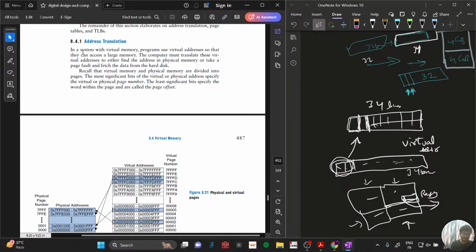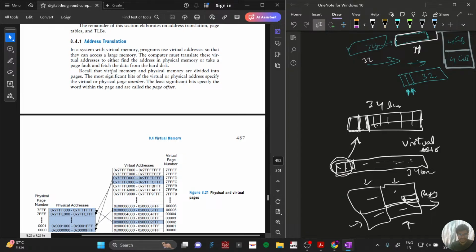Address translation. In a system with virtual memory, programs use virtual addresses so that they can access a large memory. The computer must translate these virtual addresses to find the address in physical memory. When the data is coming from virtual memory to physical memory, it has to be translated to a physical memory address, or take a page fault and fetch the data from the hard disk.